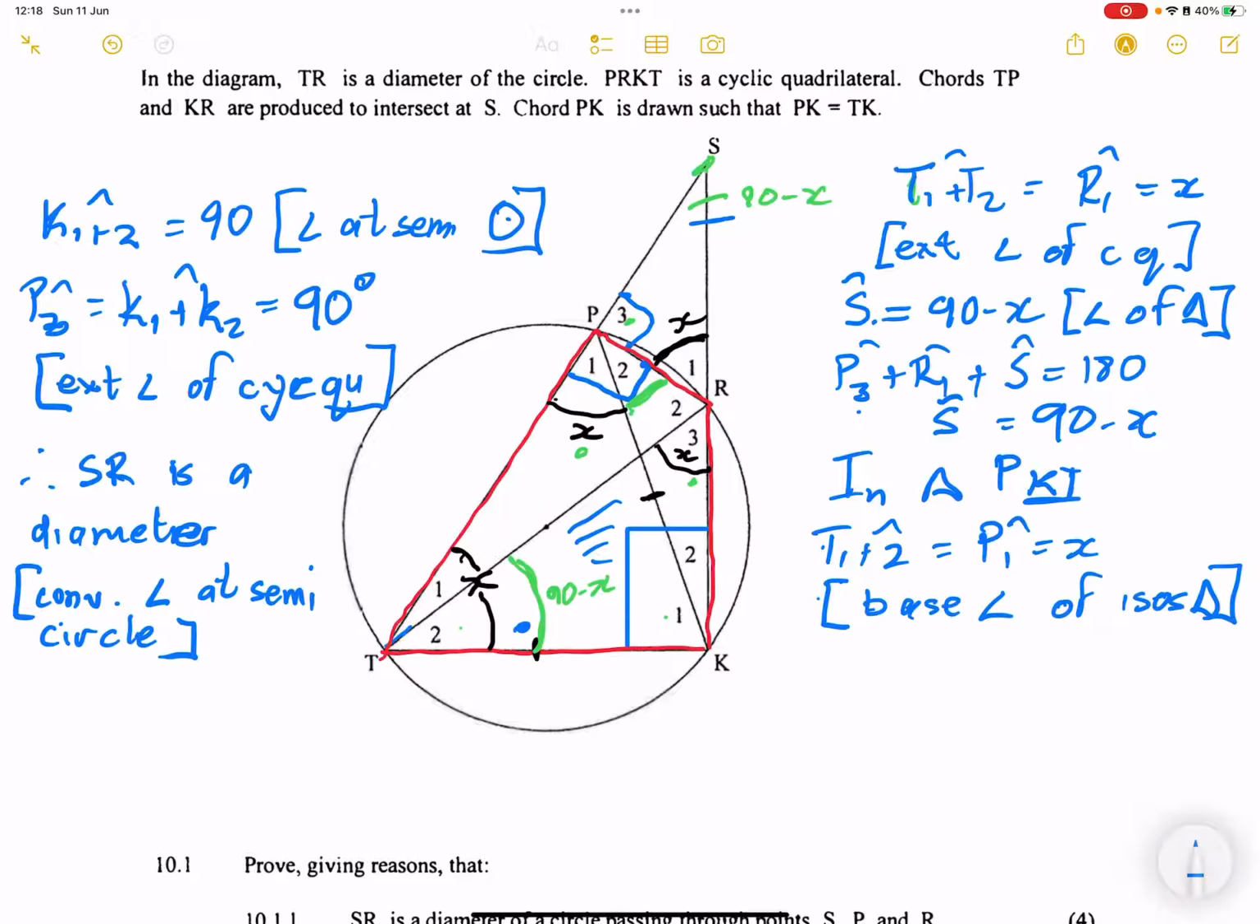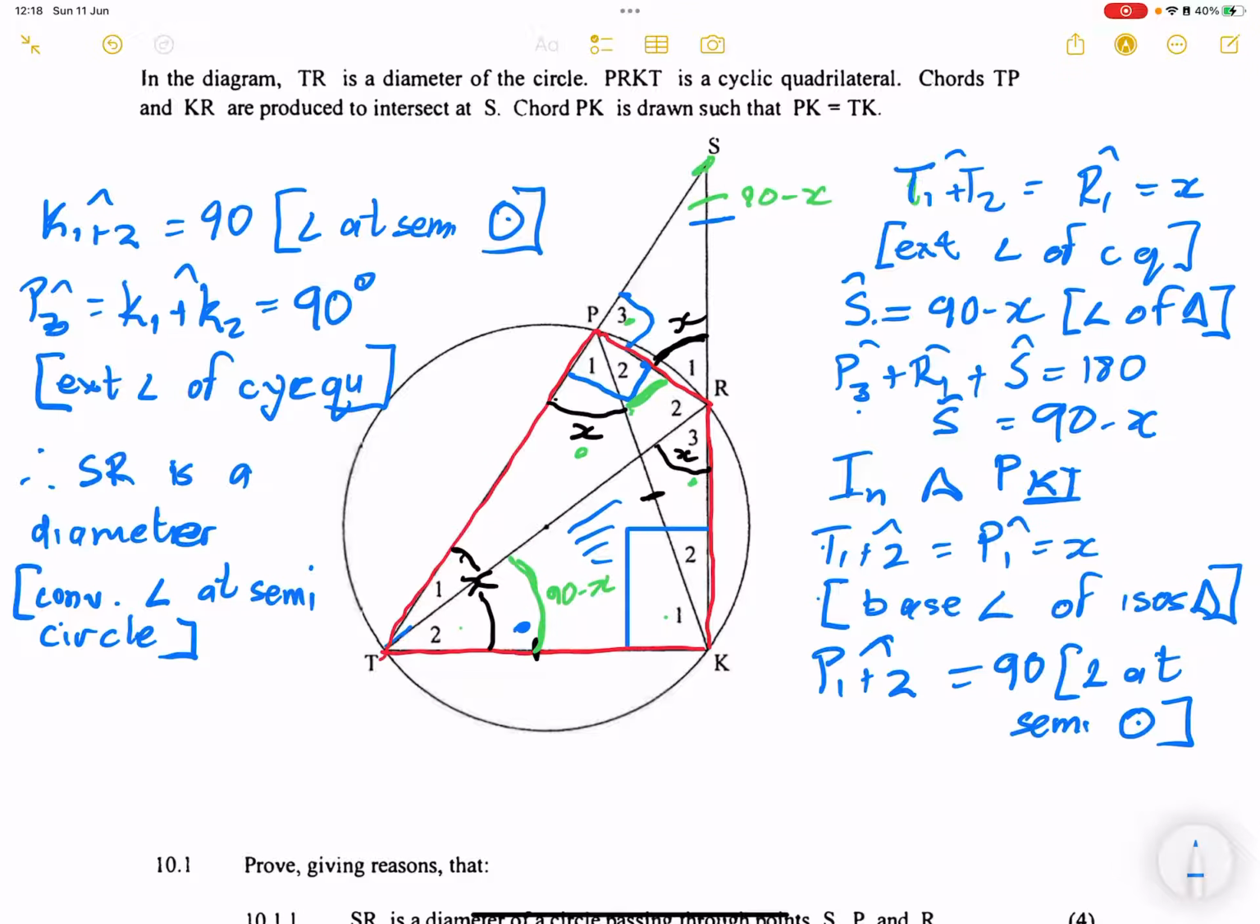Now, in this case, ladies and gents, what we simply know is that P1 is equal to X, and in fact, P1 plus P2 is a much easier route. P1 plus P2 is equal to 90 degrees, so that's angle at semicircle.